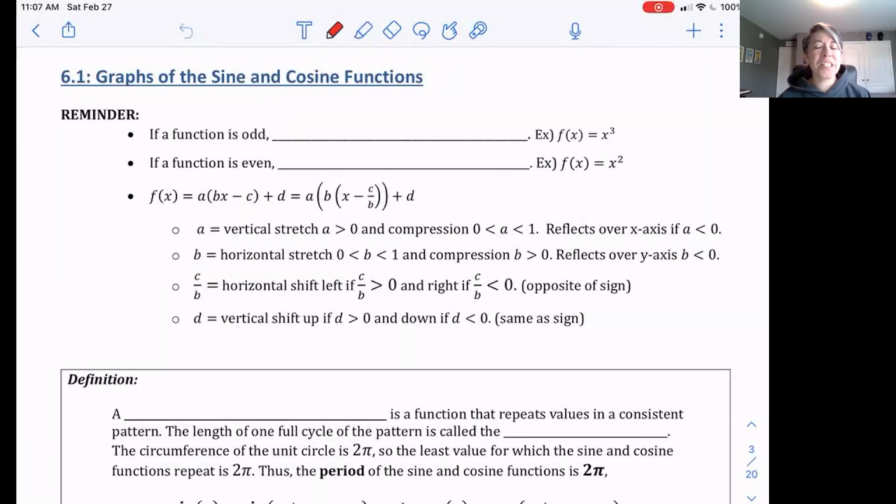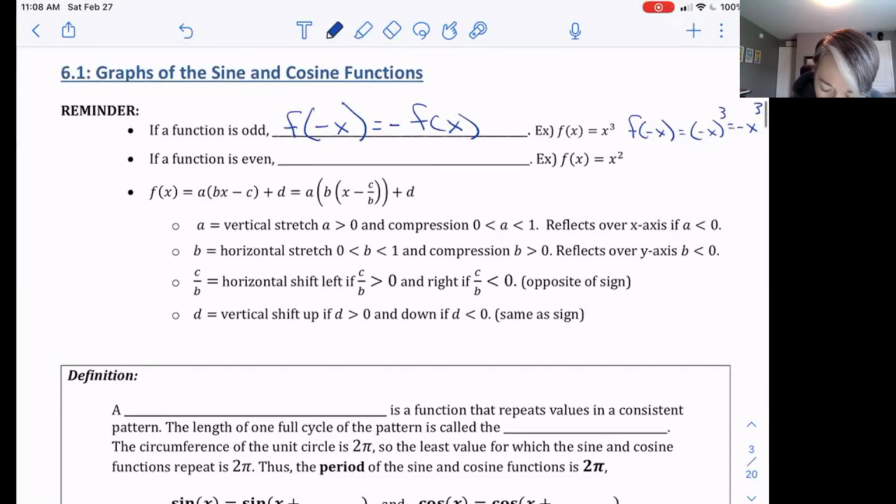Okay, we're ready for section 6.1, graphs of the sine and cosine functions. A couple of things that we want to recall. First of all, if a function is odd, then if we were to plug in the opposite sign of our input value, it should equal the opposite y value. A perfect example of an odd function is x cubed, because if we were to plug in the opposite of x and cube that, we would still get the opposite of x cubed. So it's the opposite of the original function.